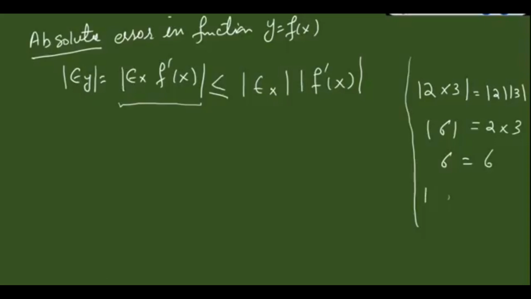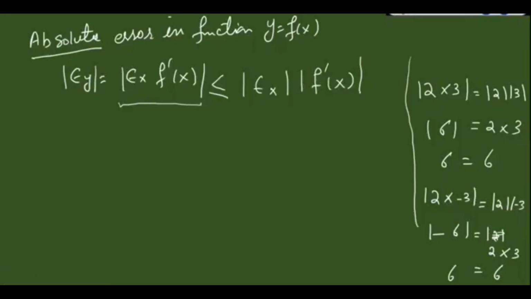Now what happens if this thing is 2 into minus 3? In this case this is equal to 2 times absolute minus 3. If you multiply these two, you will get minus 6. You need to compute this absolute, and this equals 2 multiplied by 3, so this is equal to 6 and this is also equal to 6. So in this case both are equal. So in fact I have made a mistake here. These two quantities are equal.